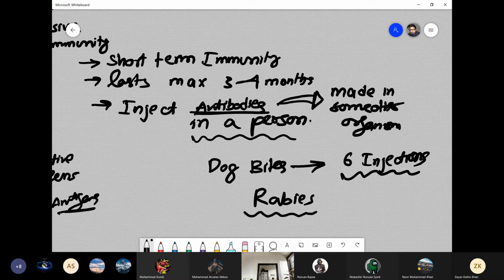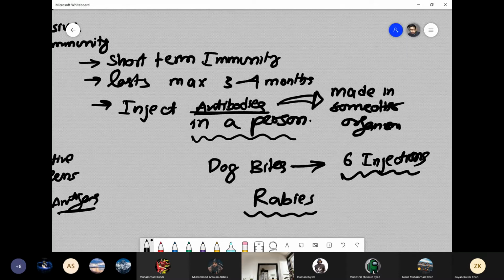Now, what these antibodies will do is go inside the blood and bind with the rabies virus. Then the white blood cells, the phagocytes, will come and eat it. Now, the antibodies are produced in some other animal. Let's suppose that we injected the rabies in a mouse, and we extracted the antibodies produced in the mouse from its blood and injected them into a human to get protection.